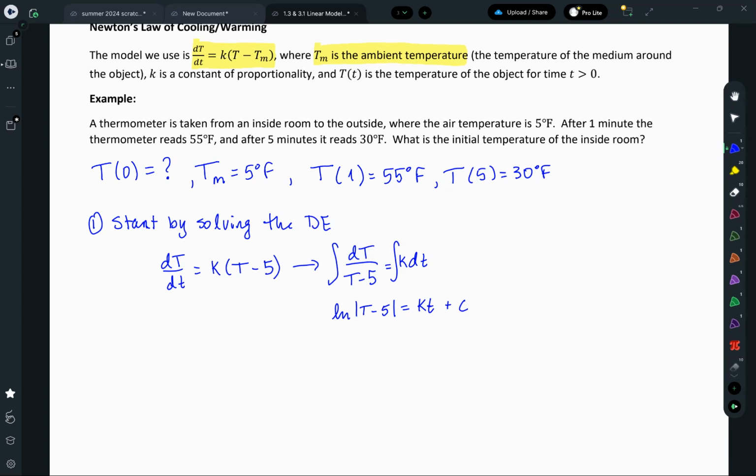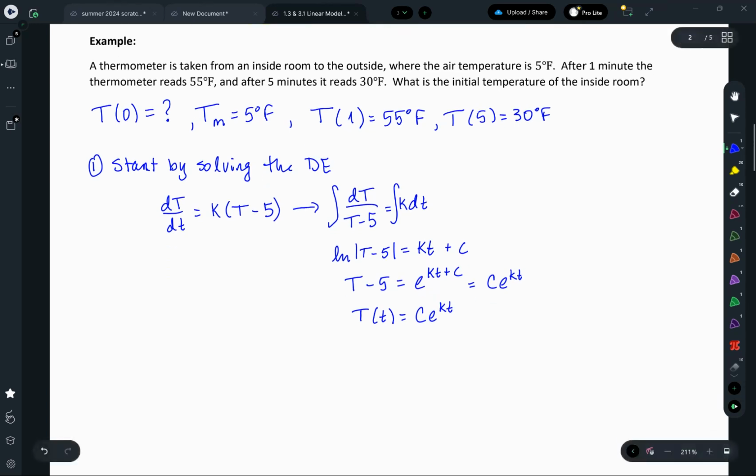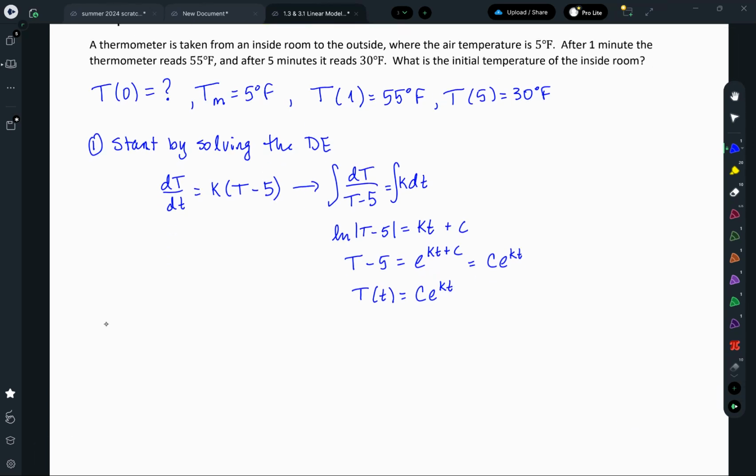We go ahead and exponentiate both sides and we get T minus 5 is e to the kt plus c, which gets rewritten as c e to the kt. And so then finally our solution is T of t is equal to c e to the kt. Okay? So we solved the differential equation. Now apply the given conditions.